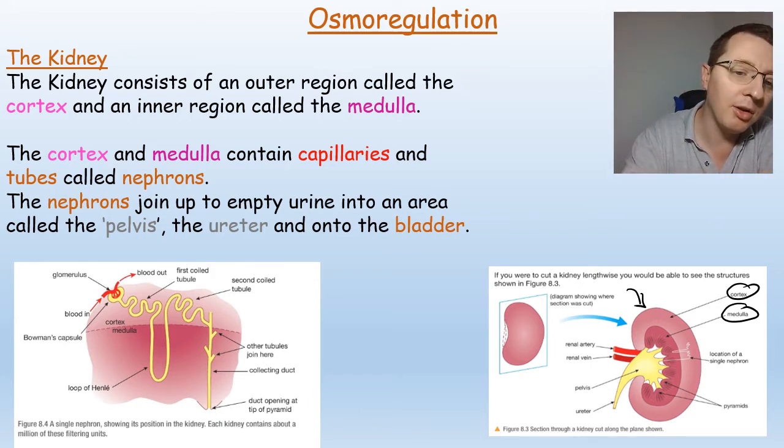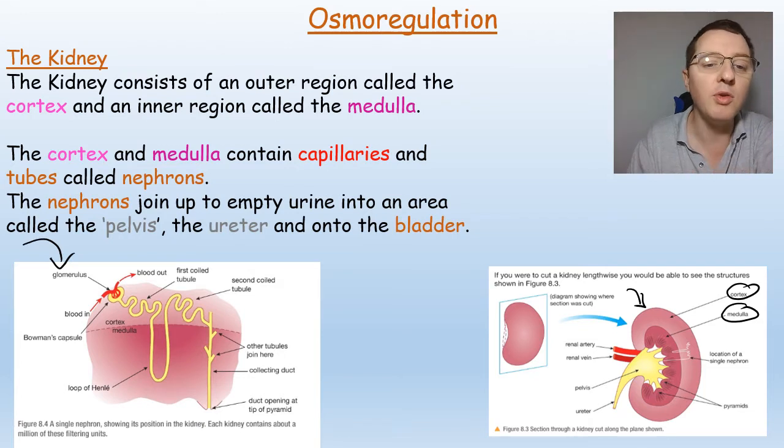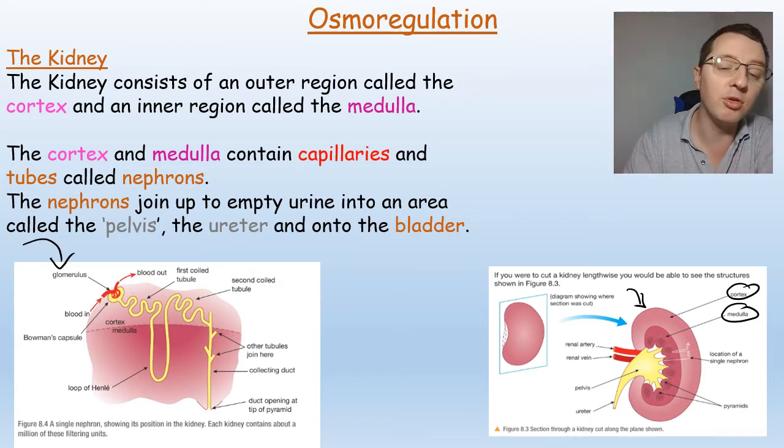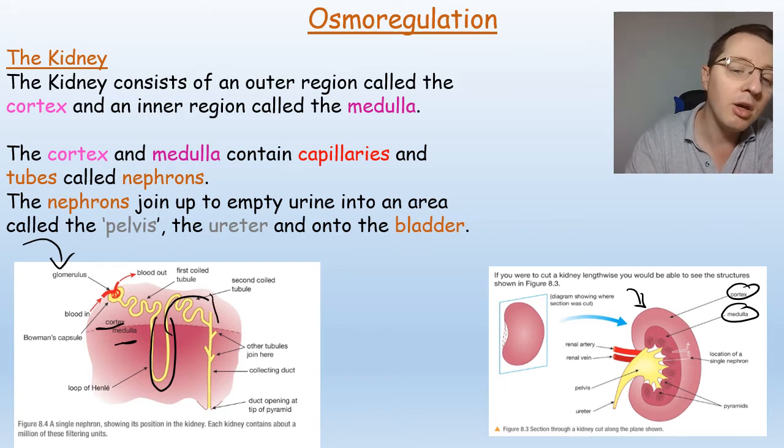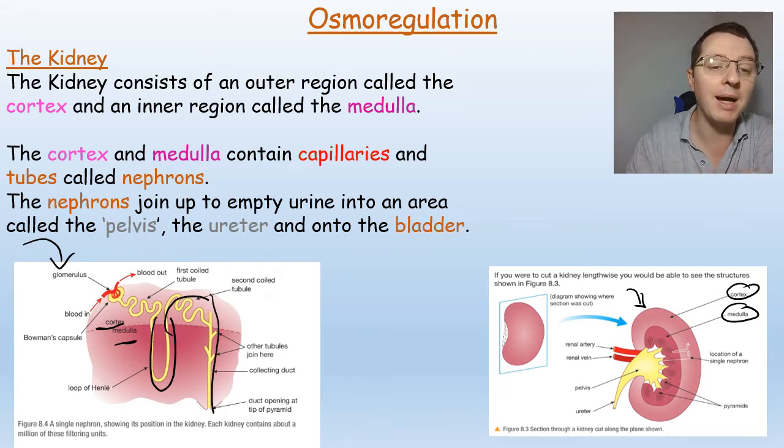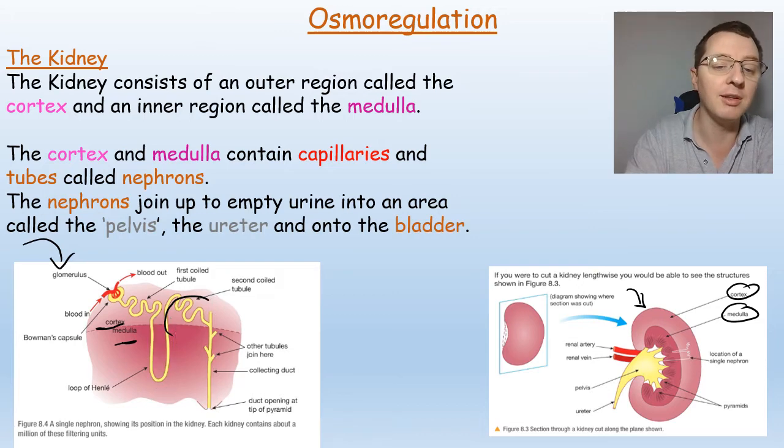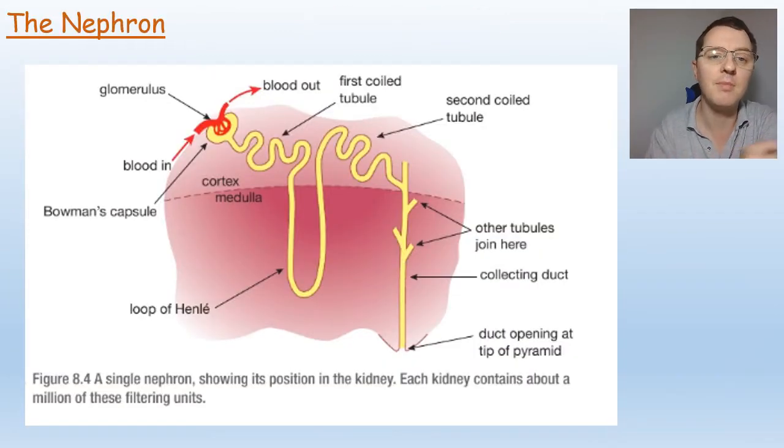Here we have a little diagram showing you the nephron. Now, it's important to notice that the nephron begins in the cortex. It has a large loop which passes through the medulla before returning to the cortex and then going down through this structure back into the medulla of the kidney. And here we can see that in more detail.